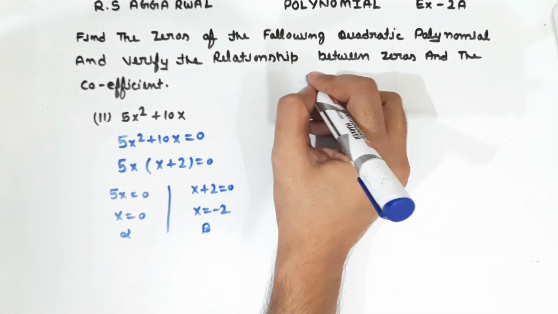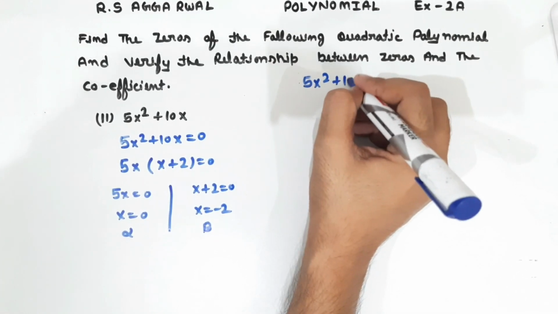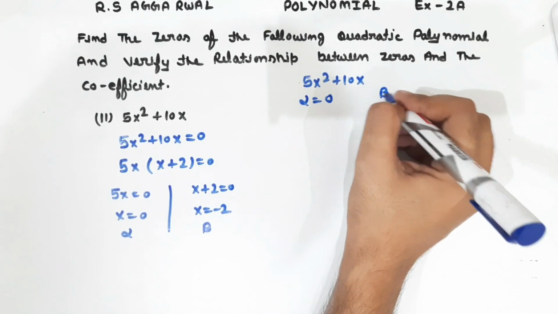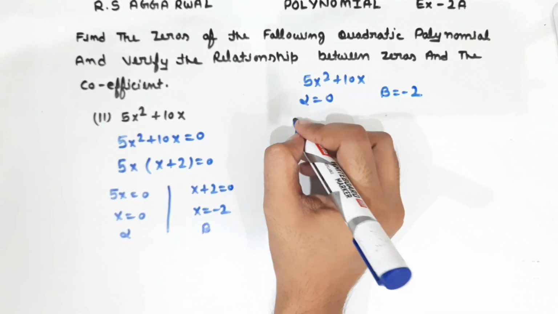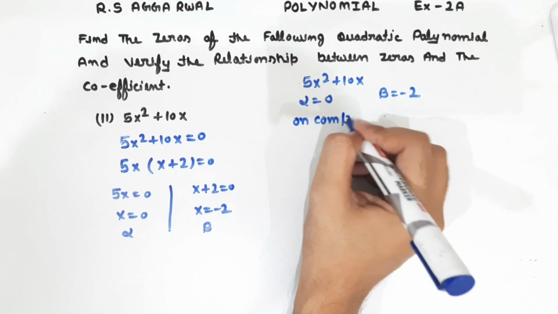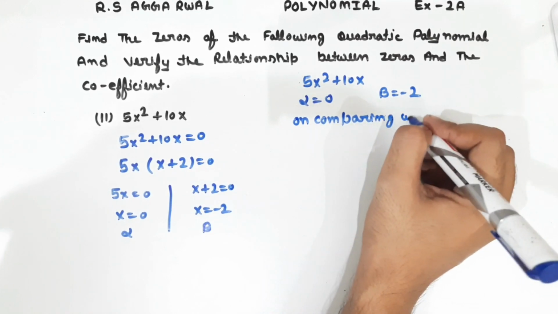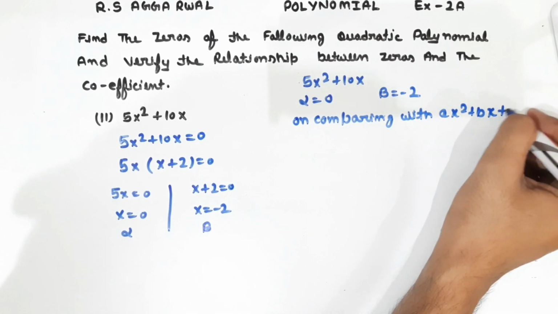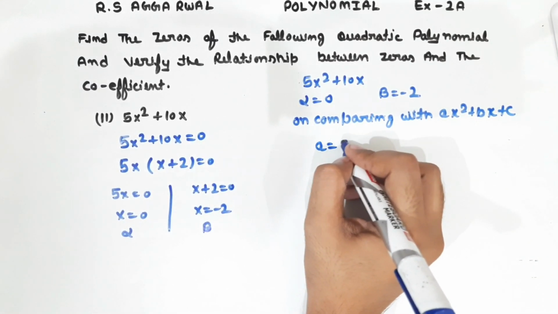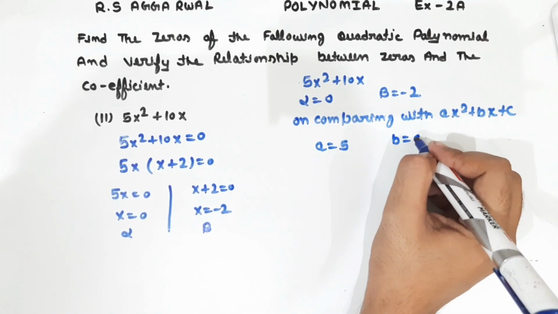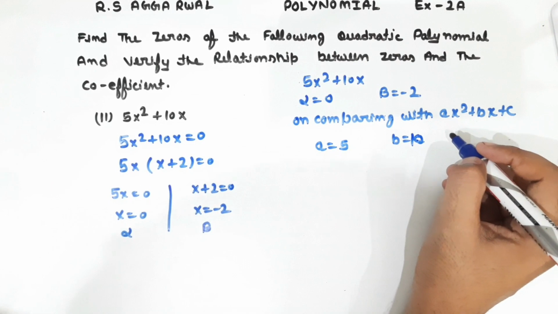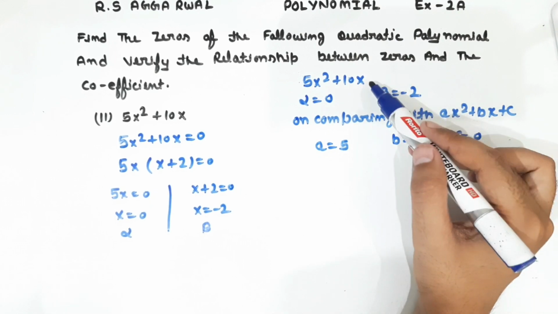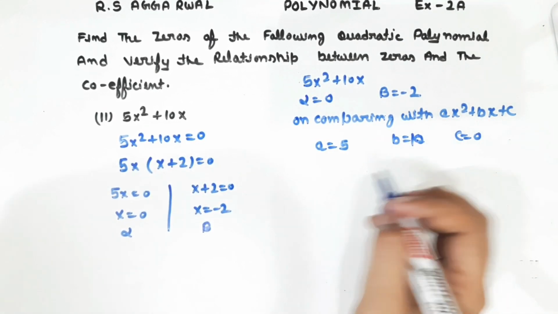Now 5x square plus 10x, and alpha is 0 and beta is minus 2. So on comparing with ax square plus bx plus c, a will be 5, b will be 10 and c will be 0, because there is no constant term present in the given polynomial. So c is 0.